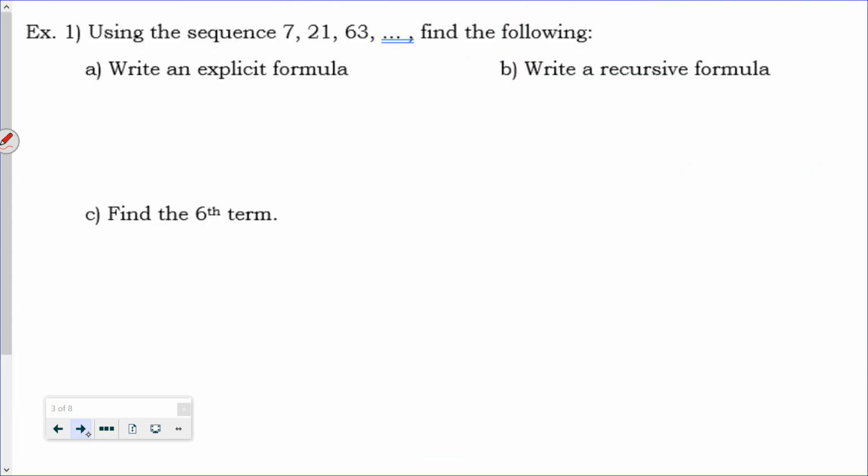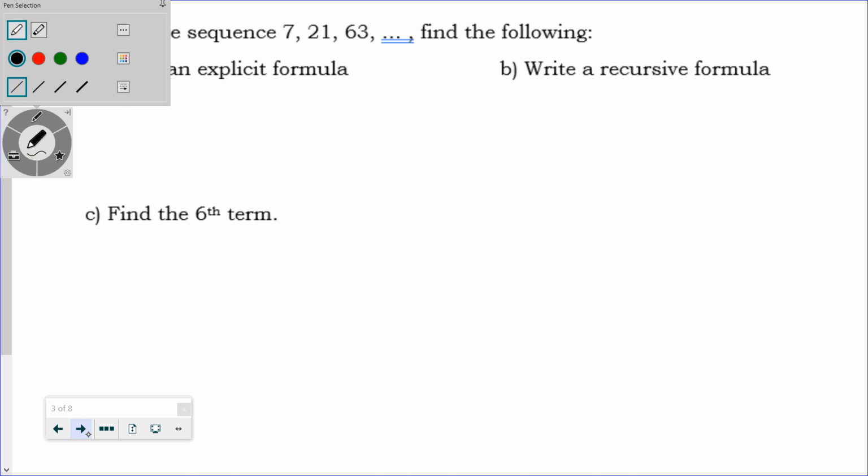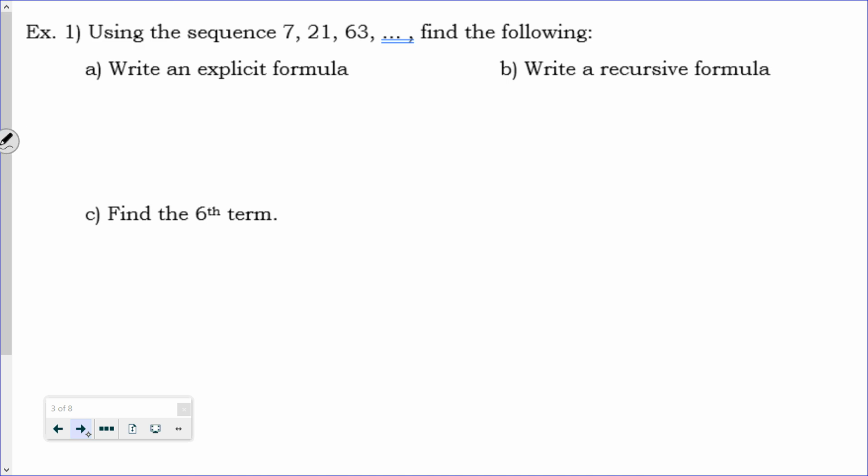All right. So now we have a new sequence of 7, 21, 63, etc. We're going to find the following. Write an explicit formula. Before I write my explicit formula, I need to figure out what my r is going to be. It's 3, right? You go from 7 to 21, I multiply by 3. From 21 to 63, I multiply by 3. And we're going to keep going with that path. So right away, I know that r equals 3.